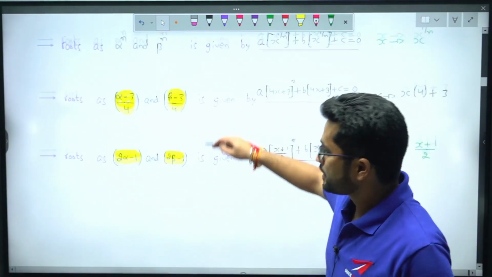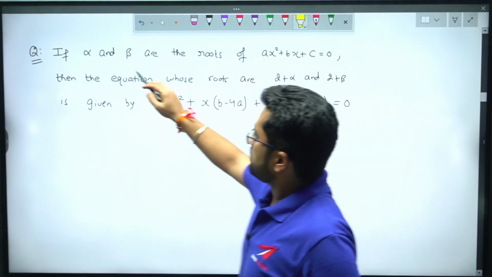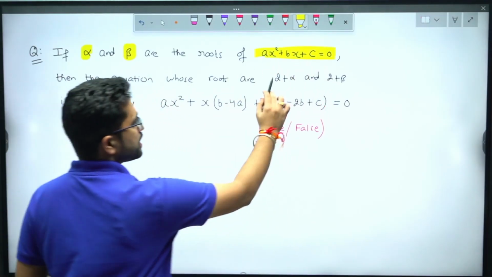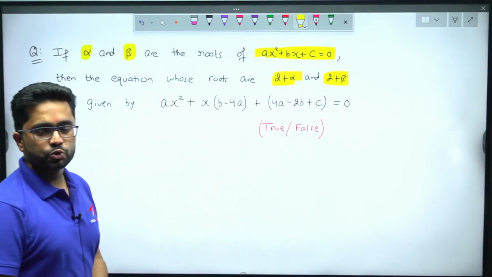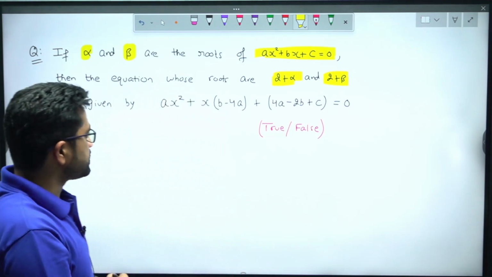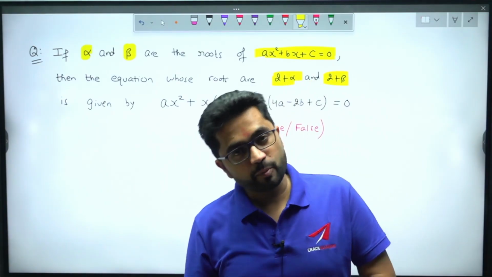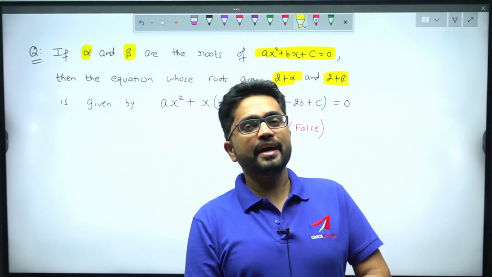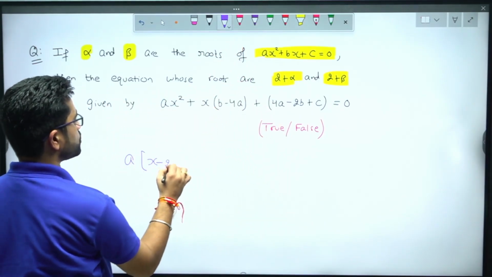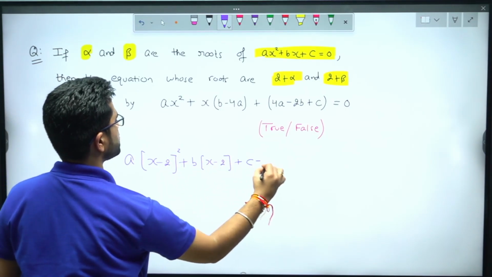Get ready. Hurry up guys. Let's read the first question. If alpha and beta are the roots of this particular equation, then the equation whose roots are 2 plus alpha and 2 plus beta. Roots are being added with 2. So in this case, I'll replace x with x minus 2. So the new equation would be a times (x minus 2) whole square plus b times (x minus 2) plus c. This has to be the answer.